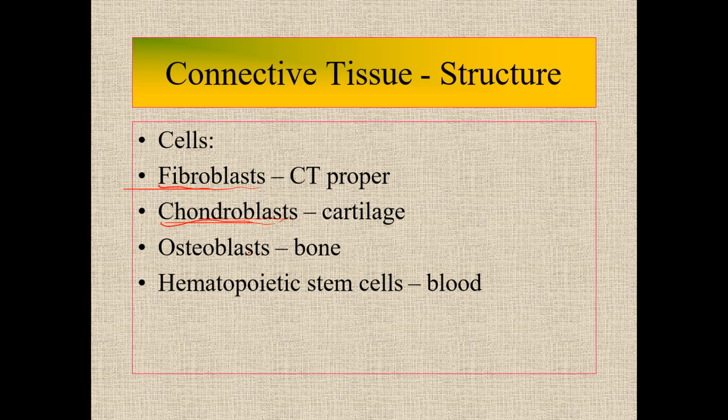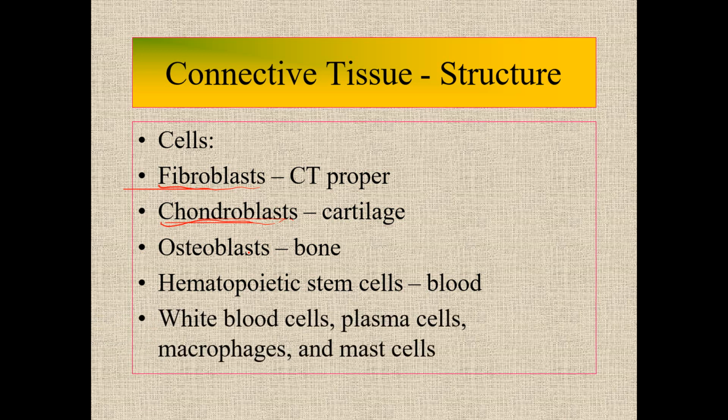In blood, we have these hemopoietic or hematopoietic stem cells that will give rise to blood. In 169, you'll learn that there are many different cells that make up blood. We have 5 different types of white blood cells. We have platelets, which are fragments of cells, and then we have red blood cells. And I wouldn't worry about this, the white blood cells, mast cells, any of that. I'll get to that later.